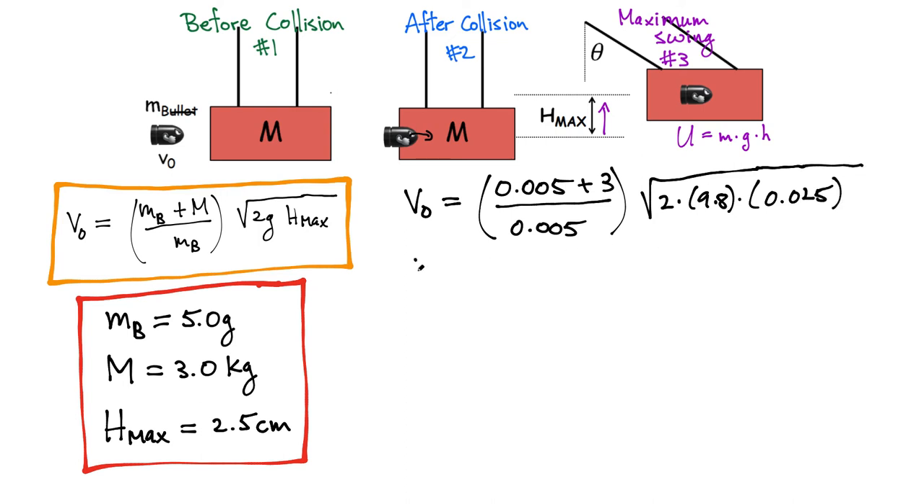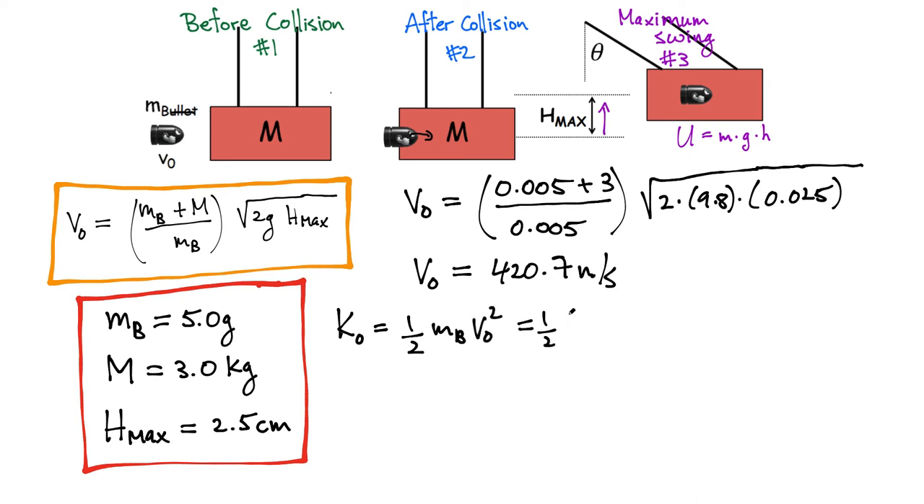Okay, and at the end, what I should get is that this initial velocity gives me approximately 420.7 meters per second. That's the initial speed of the bullet. I could also calculate the initial kinetic energy of the bullet, right? That's my K0. This is 1/2 the mass of the bullet multiplied by this initial velocity squared.